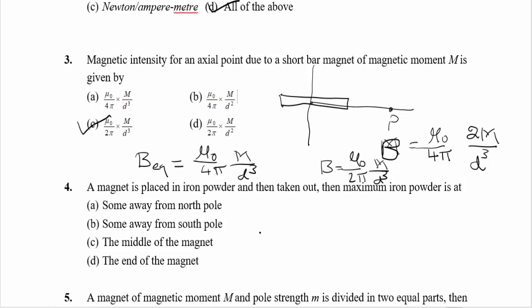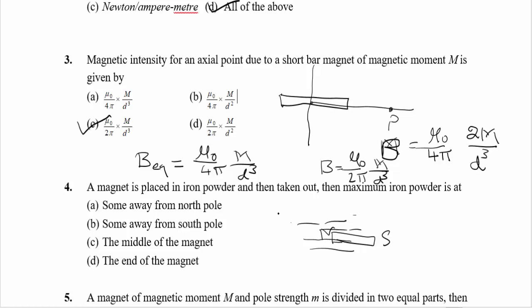Okay, so next question. A magnet is placed in iron powder, then taken out. Then maximum iron powder is at which end? See here, a magnet is placed in iron powder. When it is taken out, north pole and south pole of the magnet, where is the maximum powder?